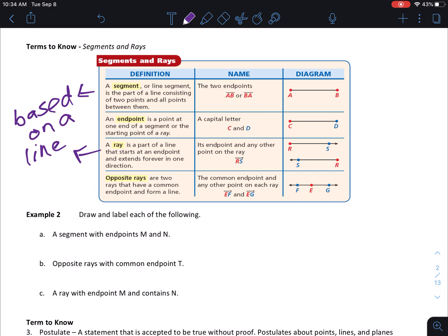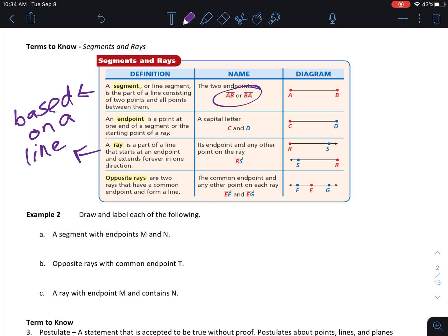All a segment, or line segment, is, is part of the line between the 2 points and consists of all points between them. Notice the order of the letters does not matter in terms of those points. So a capital letter A, capital letter B, or B and A. No arrows on the ends there.